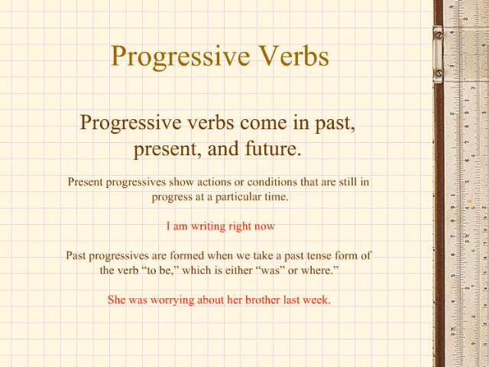Past progressives are formed when we take a past tense form of the verb to be, was or were, and add that to the root form of a verb plus ing. Here are a few examples. She was worrying about her brother last week. The last I checked, he was fixing his car. As you can see, although we are dealing with action that happened in the past, we use a verb form that ends in ing, just the way we did with the present progressive.